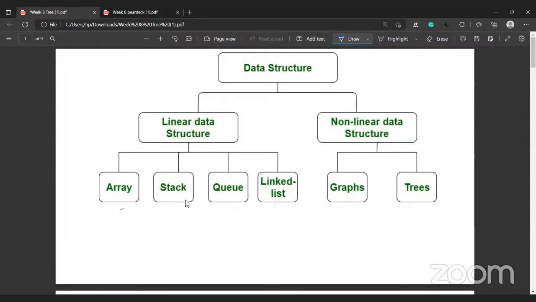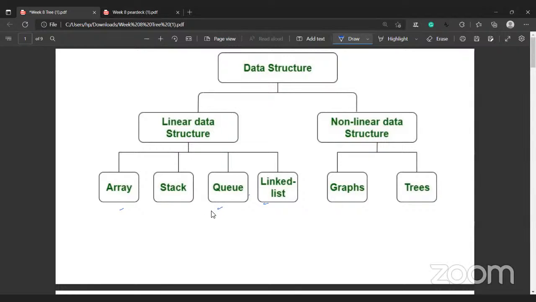In array, the data elements are stored at contiguous locations in memory, while in linked list, the data elements are not required to be stored at contiguous locations in memory. Rather, each element stores a link to the location of the next element.